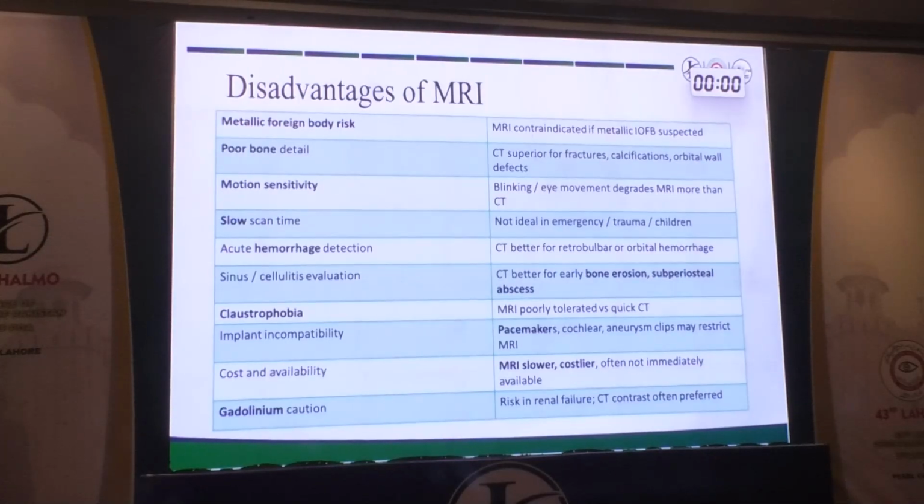Disadvantages of MRI: in the presence of a metallic foreign body, we cannot advise MRI. Poor bone detail, almost no bone detail in MRI. Motion sensitivity: blinking and eye movement degrade MRI more than CT scan. Slow scan time. Acute hemorrhage detection: CT is better. Sinus cellulitis evaluation is difficult with MRI. Claustrophobia, that is a very important factor.